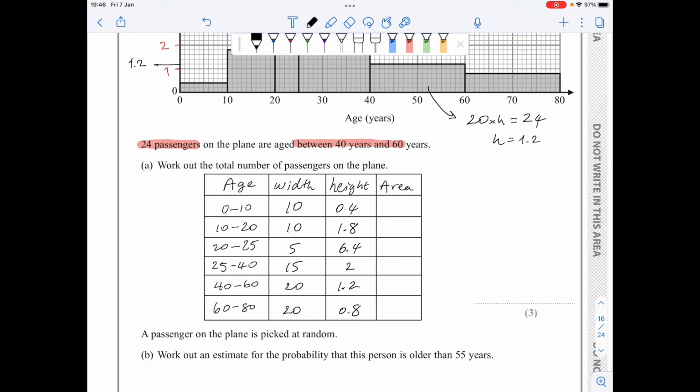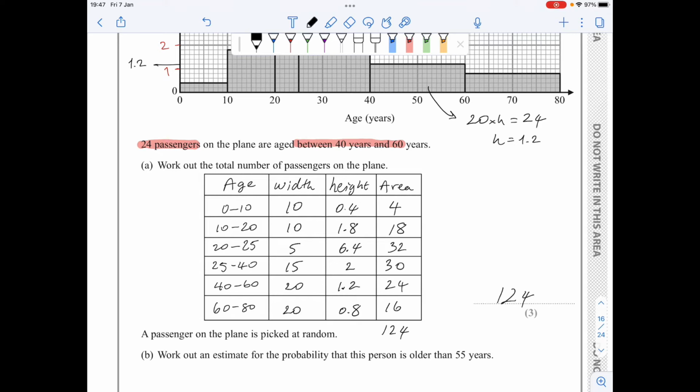And finally, I can find the area of each bar by multiplying the width times the height. So I have a 4, 18, 32, 30, 24, 16, and this will give me a total of 124. And since the area is equal to the frequency, I have a total of 124. Now you don't have to do a table, you can just do the multiplications and still get the correct answer.